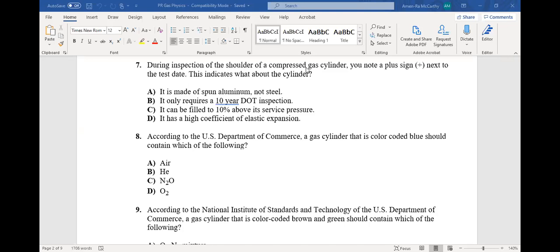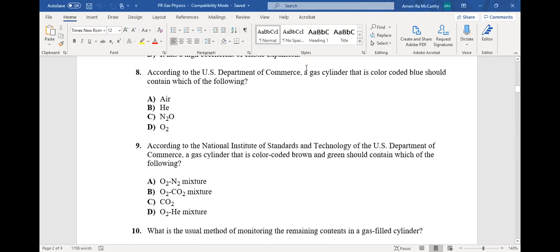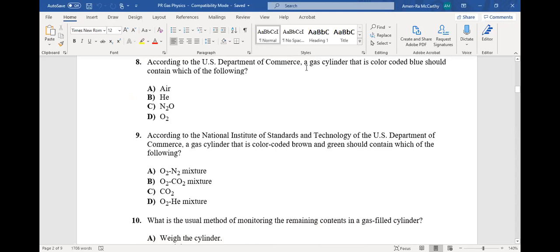All right, number 9. Number 9, Gabrielle. According to the National Institute of Standards and Technology of the U.S. Department of Commerce, a gas cylinder that is color-coded brown and green should include what? What 2 gases? Helium and O2. Helium and oxygen. So it's a heliox mixture. A heliox mixture. So it should be oxygen and helium, D.